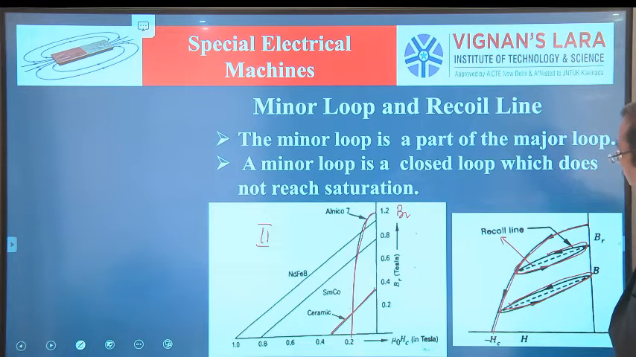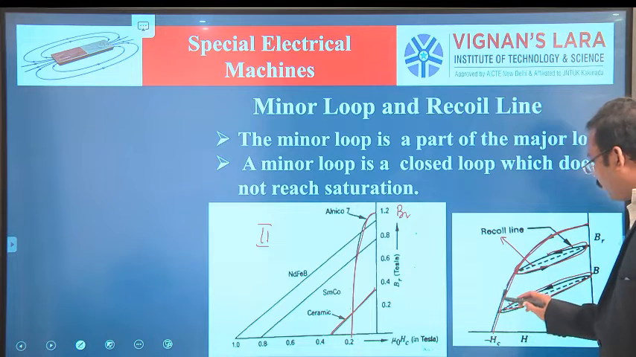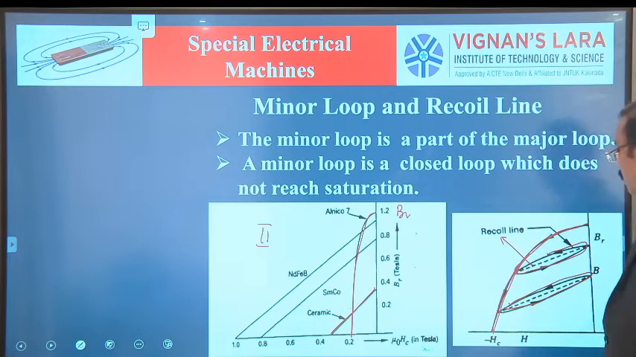Minor loop is a part of the major loop. So this is a major loop. This is your major loop, the major hysteresis loop. But this is a minor loop. So it is a part of the major loop. And another one.